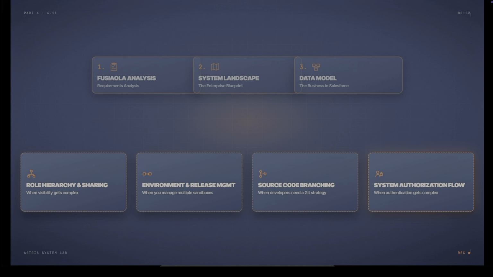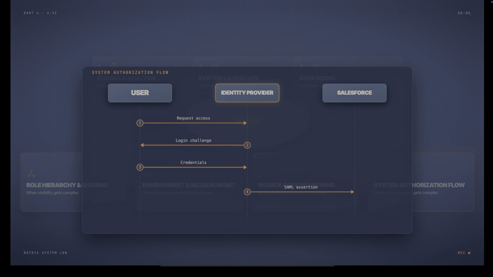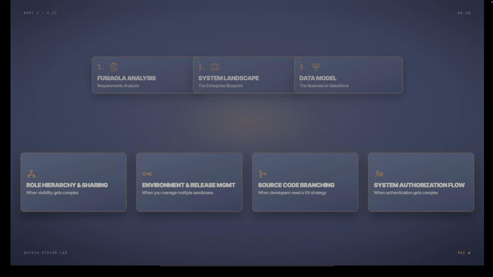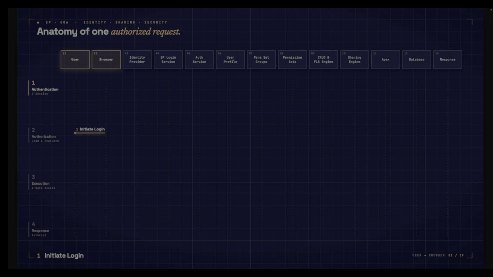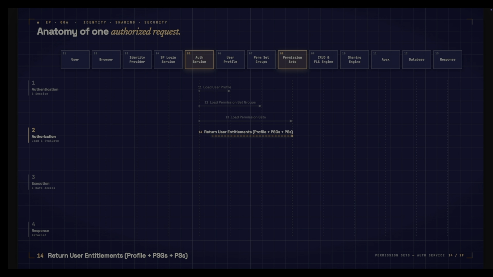System authorization flow diagram, produced when authentication gets complex. Visually, it is a sequence diagram: user on the left, identity provider in the middle, Salesforce on the right, with numbered arrows showing each step of the SAML or the OAuth exchange. This diagram tells you exactly how a user proves who they are, step by step.